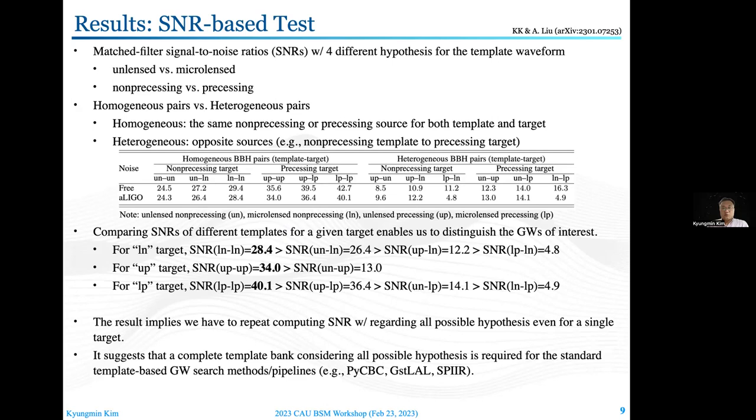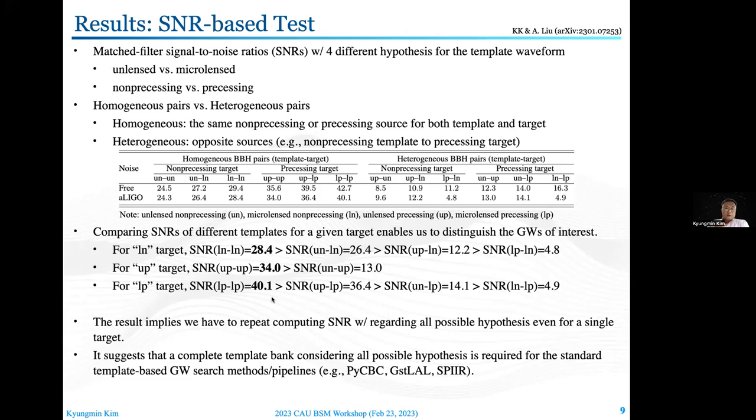Comparing the SNRs of different templates for a given target enables us to distinguish the gravitational wave of interest. For example, for the microlensed and non-precessing target, using the same non-precessing microlensed template results in the highest SNR value compared to the other types of template. And for the precessing and unlensed target signal, using the precessing and unlensed template results in the highest SNR. Also for the precessing and microlensed target signal, using the precessing and microlensed template results in the highest SNR value compared to other template cases.